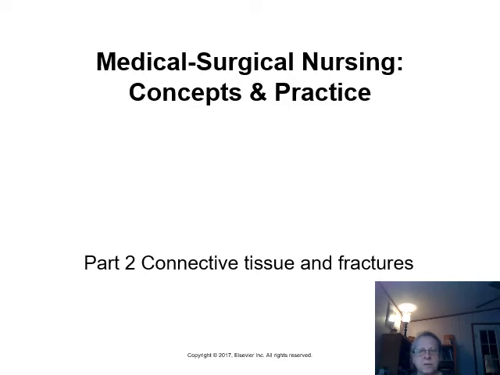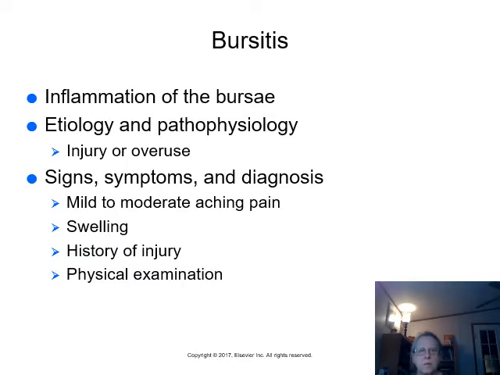Good afternoon. Today we're going to do part 2 of our musculoskeletal system disorders, and this is going to be on connective tissue fractures. Bursitis, once again, is the first one we're going to look at. It is inflammation of the bursa. Etiology is usually injury or overuse.